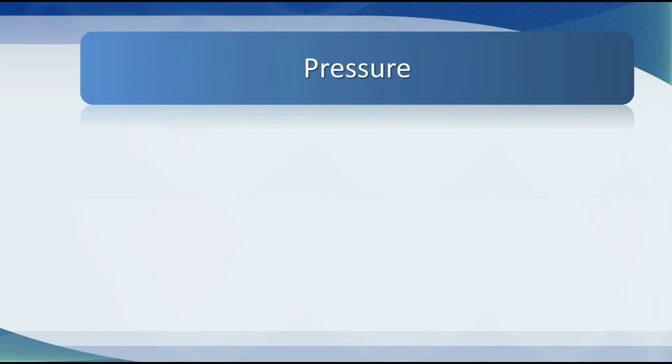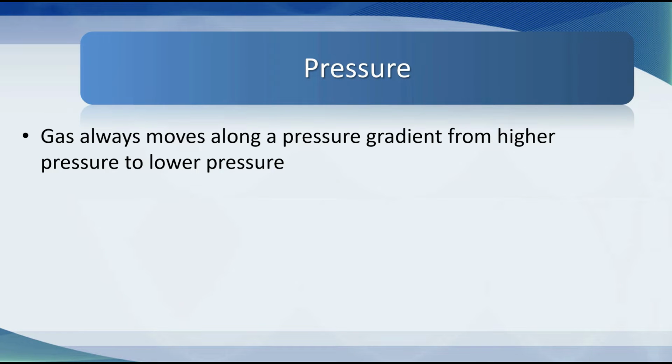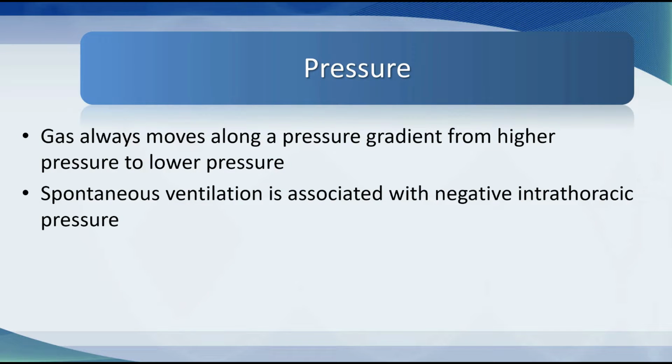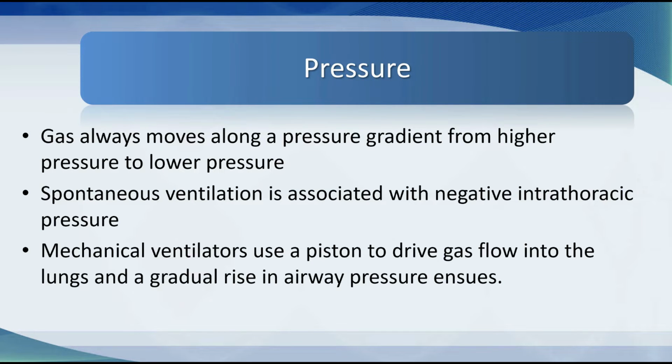Let's start with pressure. Gas always moves along a pressure gradient from high pressure to low pressure. Spontaneous ventilation is associated with negative intrathoracic pressure. Mechanical ventilators use a piston to drive gas flow into the lungs, and there is a gradual rise in airway pressure as a result.